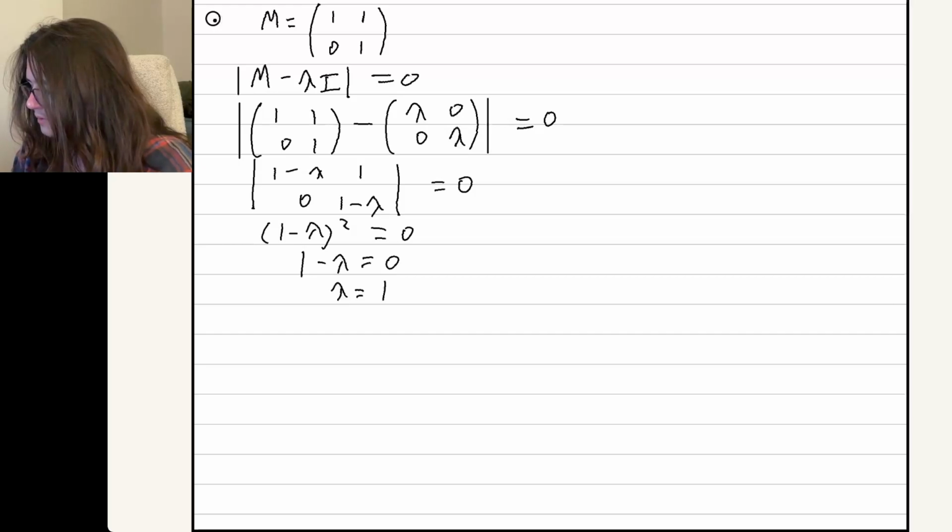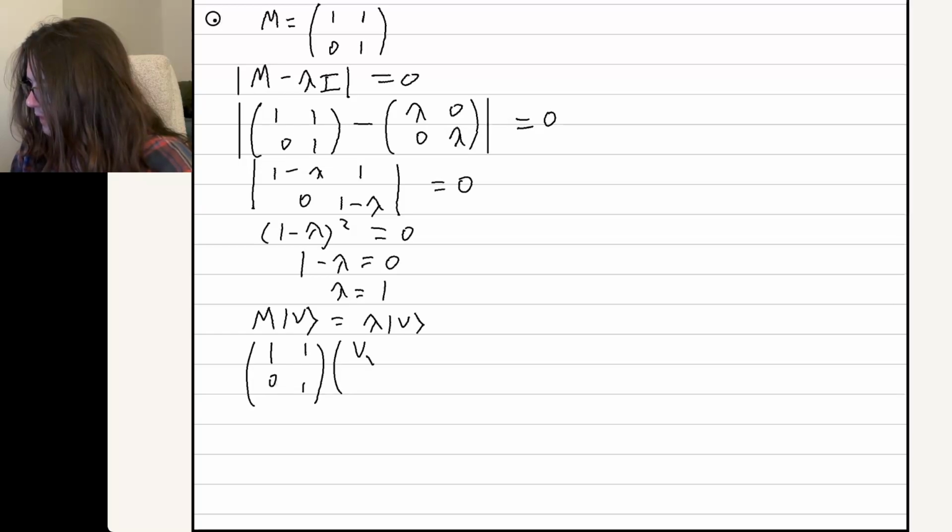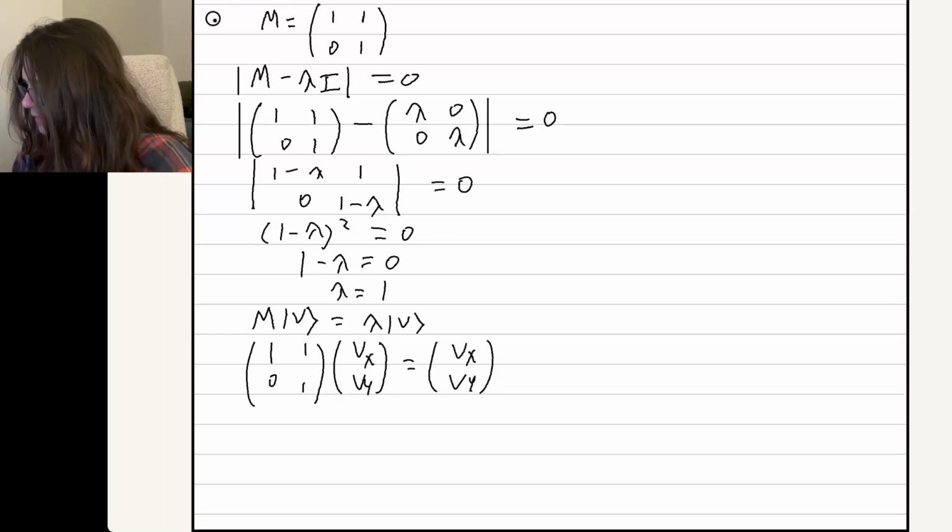So the process for finding that vector is we'll take the matrix M, multiply it by an arbitrary vector v, and then on the other side it'll be lambda times the vector v. So we've got 1, 0, 1, 1 times vx, vy equals vx, vy on the right hand side.